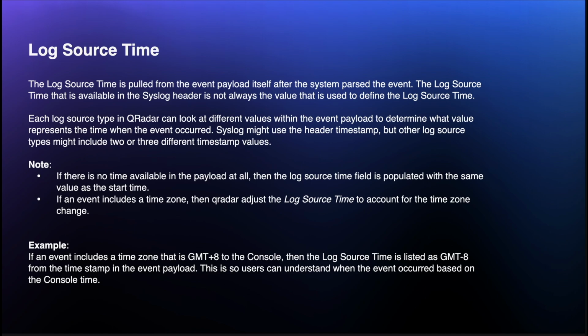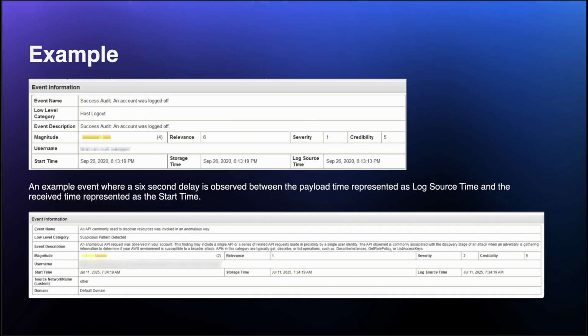Now we will see some examples where all three fields are available. Here in this example, we can see a 6-second delay between the payload time, represented as the log source time, and the receive time, represented as the start time. Now we will see another example where all three are the same: start time, storage time and log source time. There is no delay, which can indicate there is no performance issue and it is working as per design.